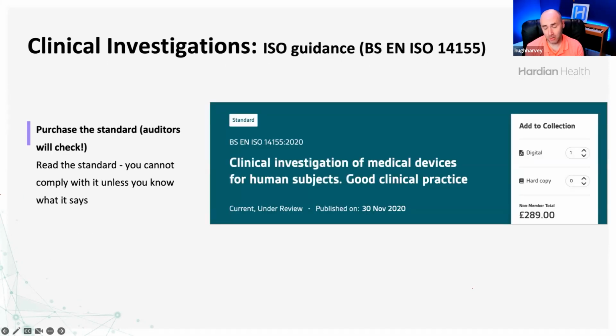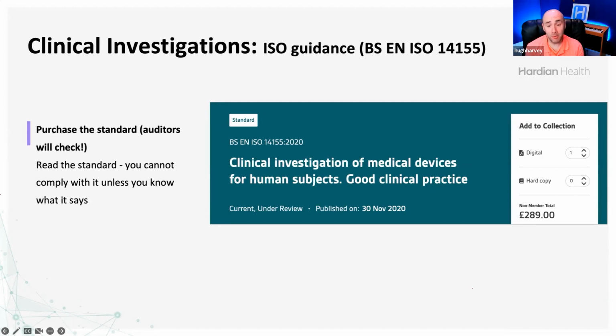Here's the standard that I mentioned, ISO 14155. You have to purchase this standard. It costs £289 off the BSI website. And auditors will check. If you claim that you are doing something to a standard, the auditor will go, brilliant, where's your copy of the standard? So I know that you've read it. So obviously, if you're a startup, this is a tax deductible expense. And actually do read it. If you're taking clinical investigation seriously, read it.